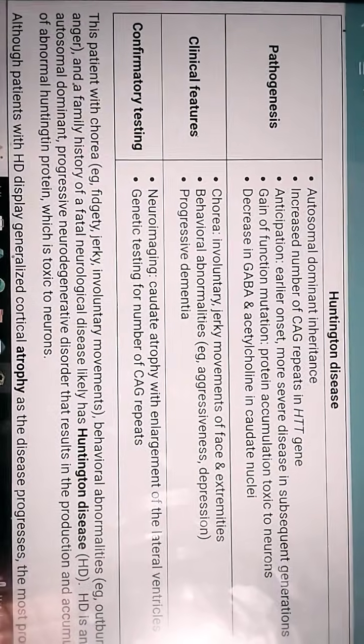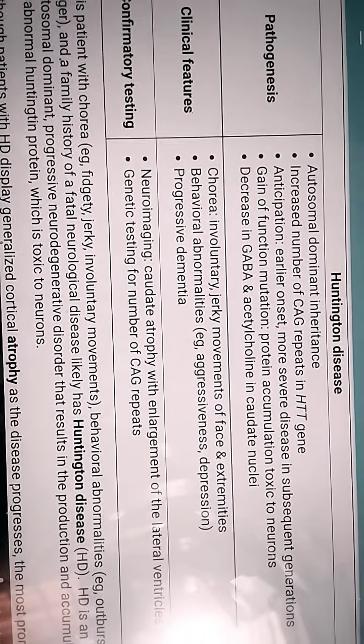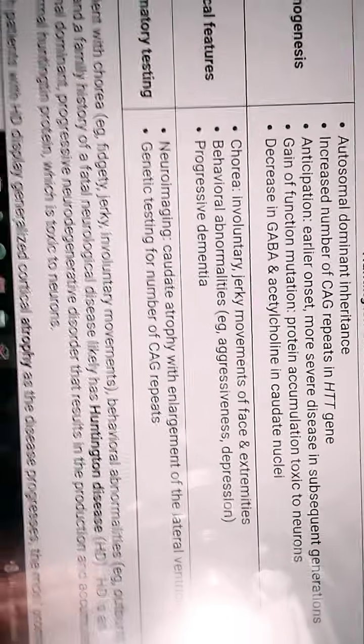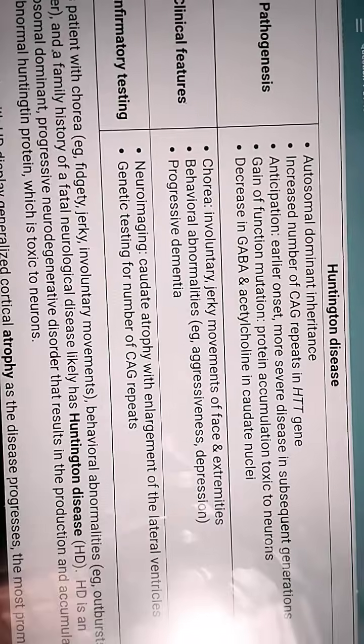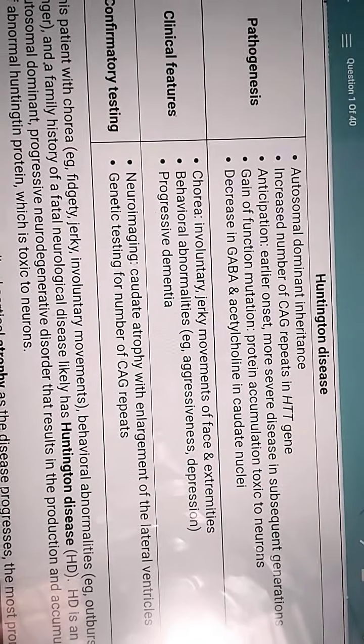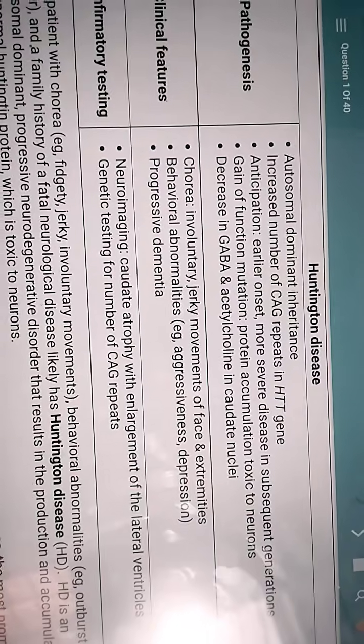Let's clear a concept of Huntington disease. Huntington disease is basically autosomal dominant, with an increased number of CAG repeats, nucleotide repeat anticipation is present, and it is a gain of function mutation, with protein accumulation toxic to neurons, and there is a decrease in GABA and acetylcholine action in the caudate nuclei.